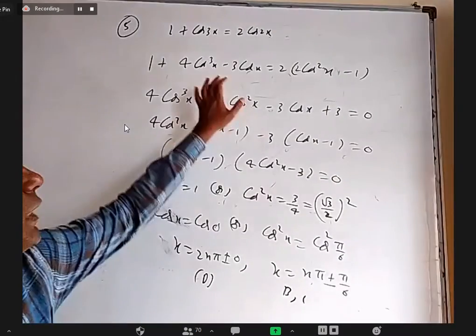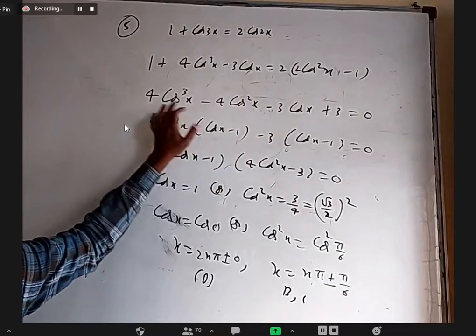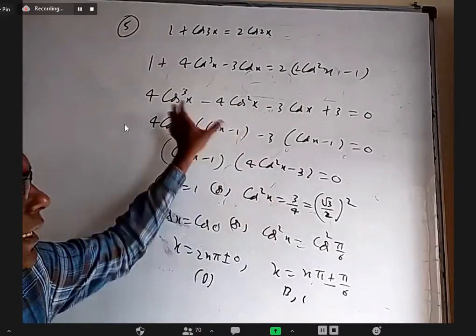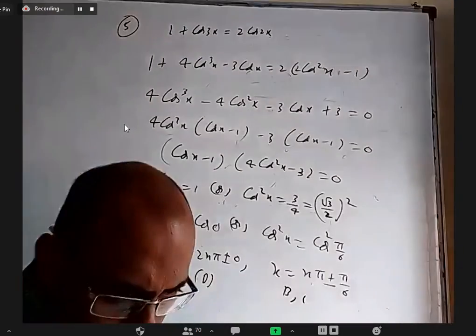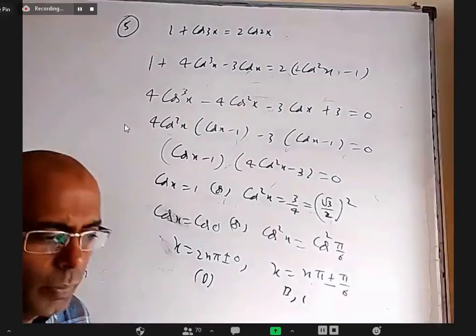Okay, so even though a cubic is coming, we are able to factorize because the coefficients are very, very simple to manage. Okay, so if you have completed, you can leave.